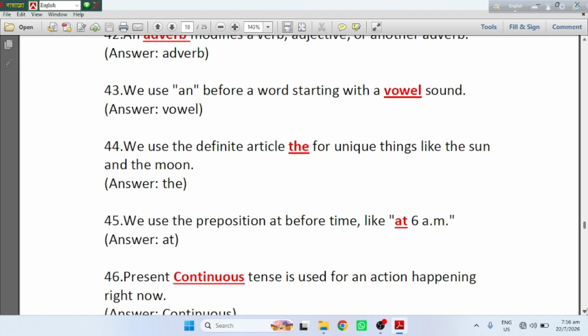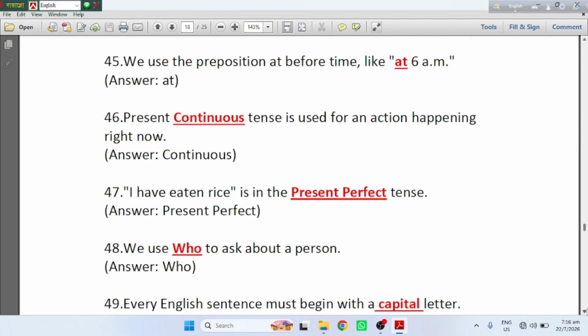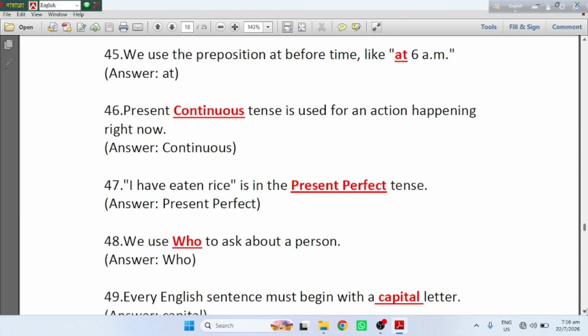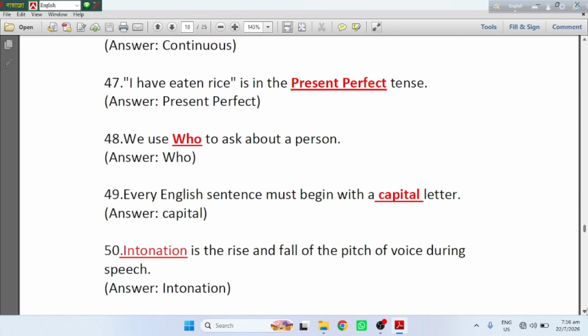We use the definite article for unique things like the sun and the moon. We use the preposition at before time, like at 6 a.m. Present continuous tense is used for an action happening right now. I have eaten rice is the present perfect tense. We use who to ask about a person.